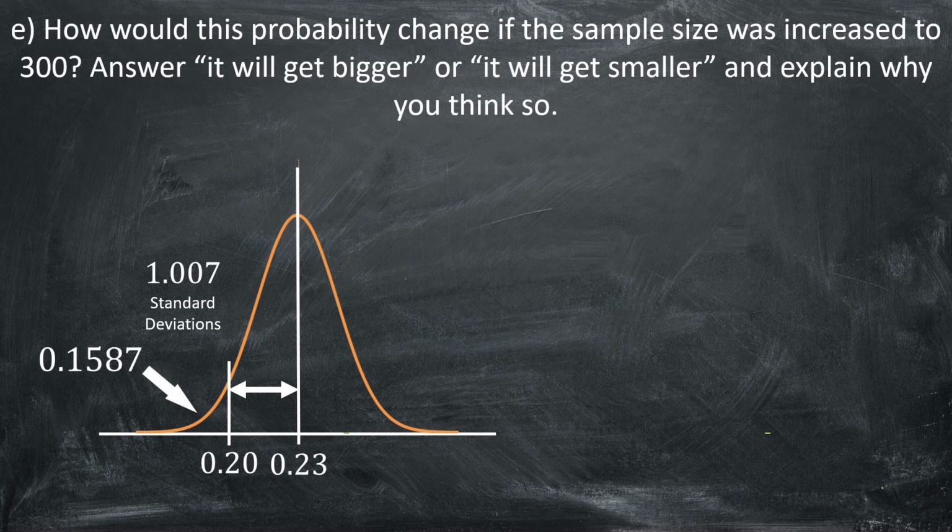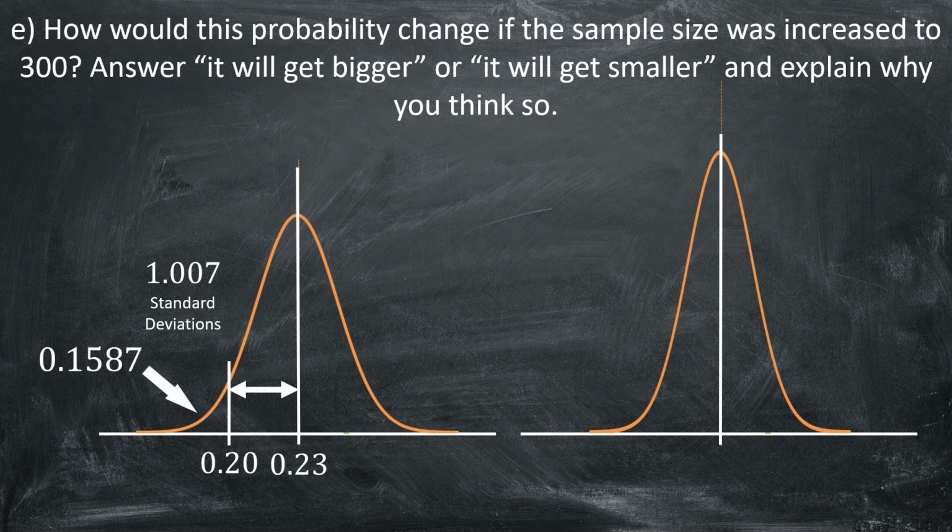So if we increase the sample size from 200 to 300, that area in the lower tail is going to get smaller. In other words, the probability that p hat is less than 0.20 is going to get smaller. And why is that? It's because when you increase the sample size, the tails of the distribution move inwards. That's because with a larger sample size, the distribution is taller and narrower. So it might look something like this.